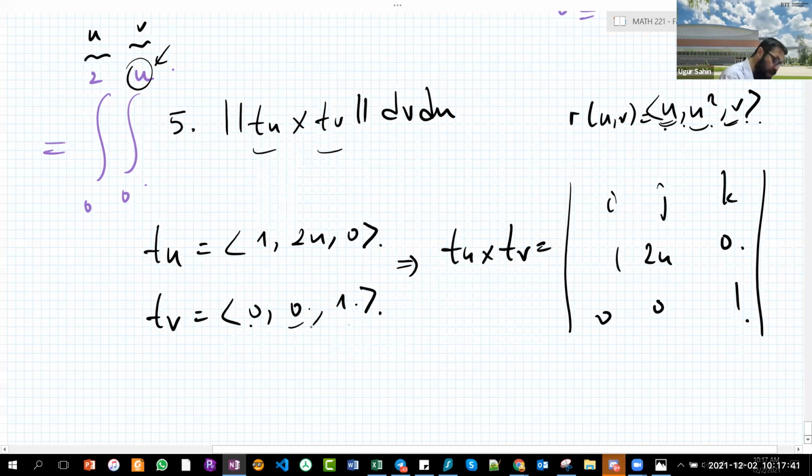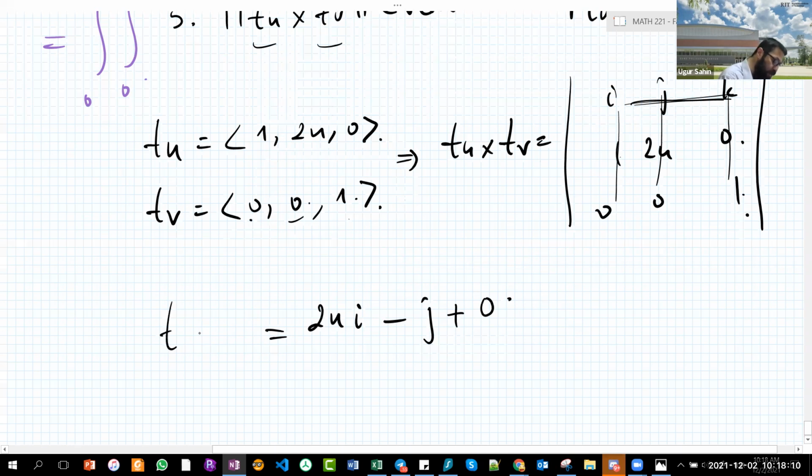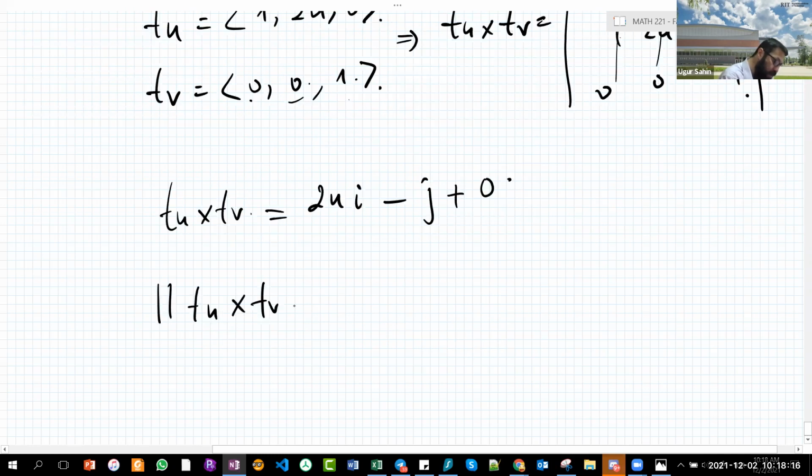And then we know now how to take the cross product. You need to cross out the first row and then first column. So it is going to be 2u i minus j, just 1, and then plus 0, right? It is going to be 0. So that is my cross product vector. What I need is the length of this vector, which is going to be equal to the square root of 1 plus 4u squared.